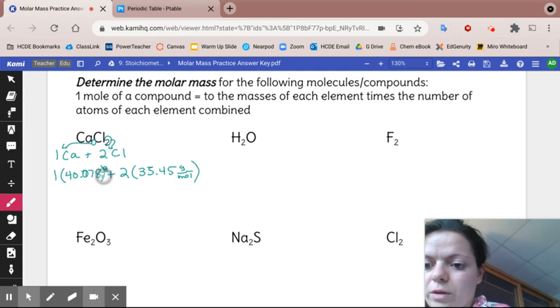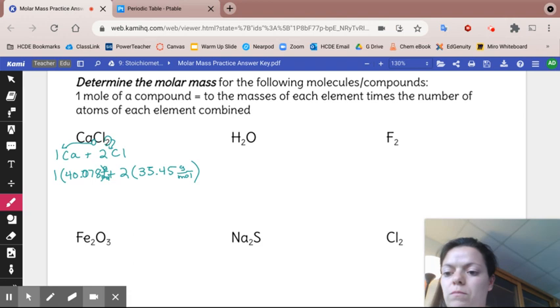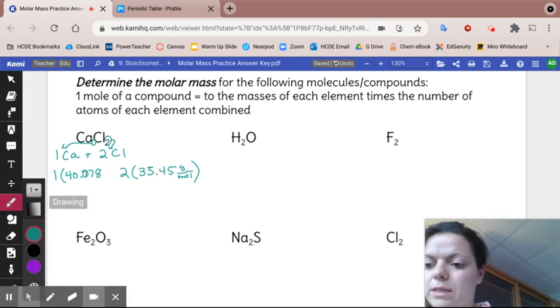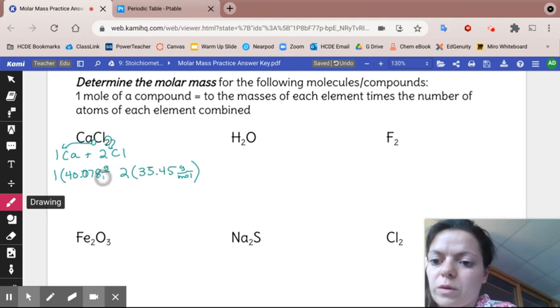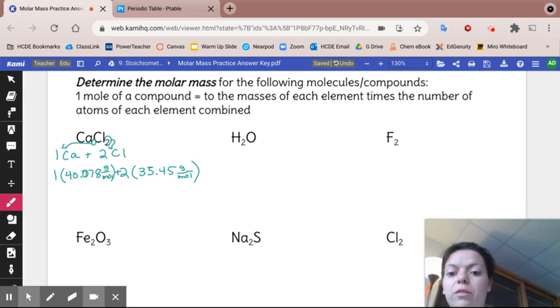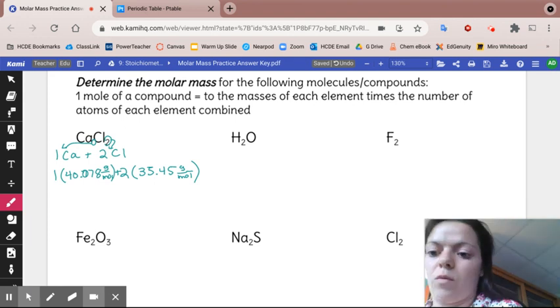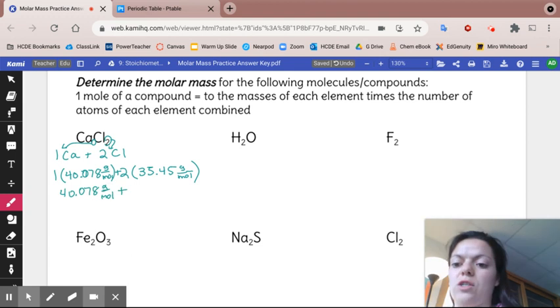This one also will have grams per mole. Okay, let me just erase that, make it a little cleaner so we can all tell what that says. Grams per mole. Okay, and then I'm just doing the math. My final unit is going to be grams per mole. So I'm multiplying 1 times 40.078 grams per mole, and that will get added to 2 times 35.45.